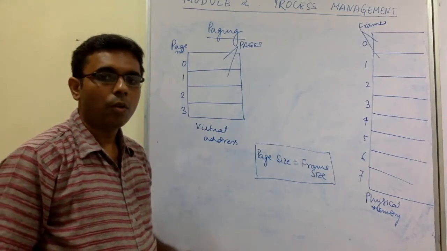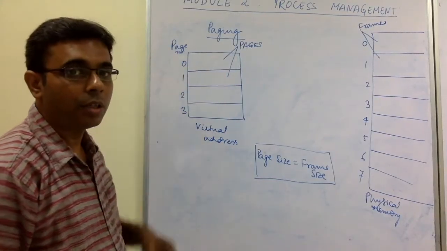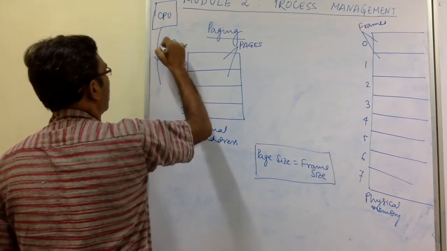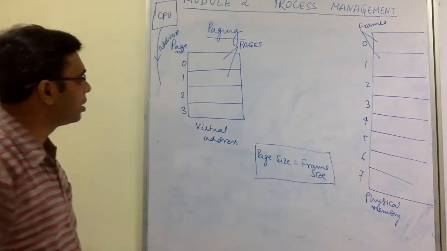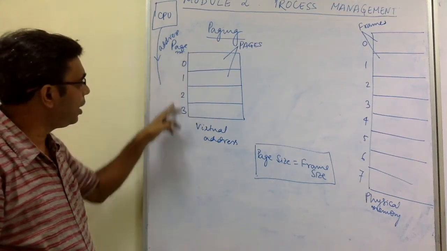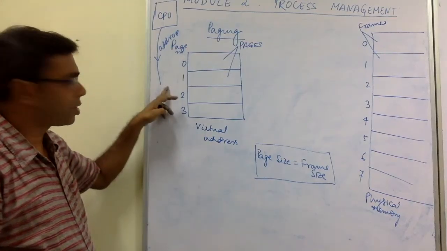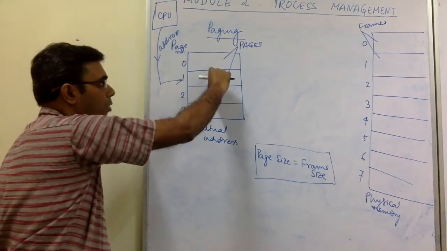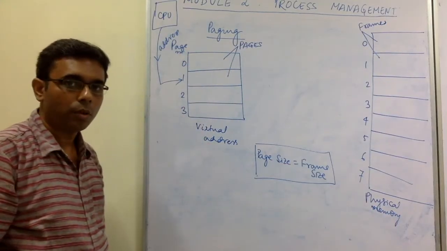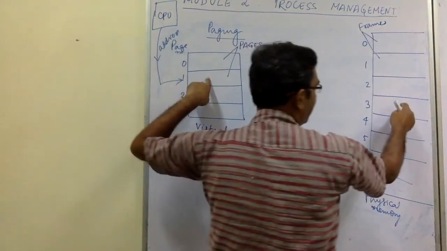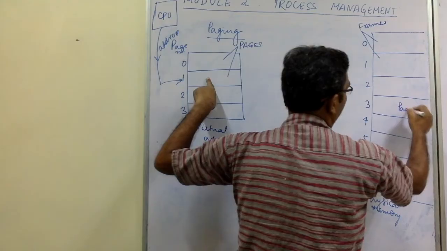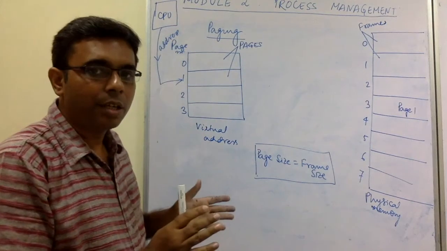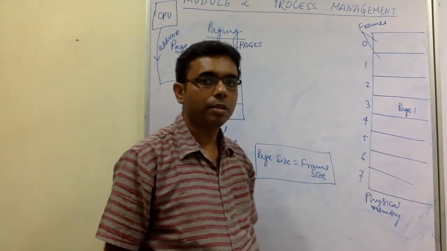Now, what does the OS do when a particular virtual address is put by the CPU? Let's say the CPU has requested a particular address. That address means a certain location that will fall in one of those locations in the virtual address space, and that location may belong to any page. So let's say the address the CPU has put falls in this block of addresses. That means it falls in page number 1, and this page number 1 maybe resides here. So you just need to keep an index of where page number 1 resides in the physical memory. It resides in frame number 3.